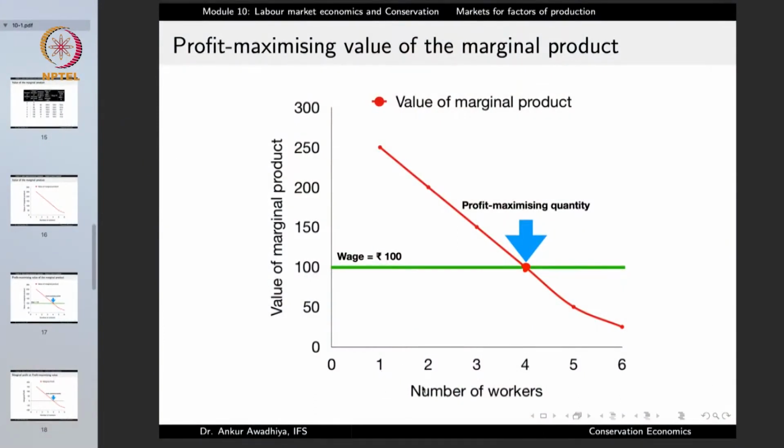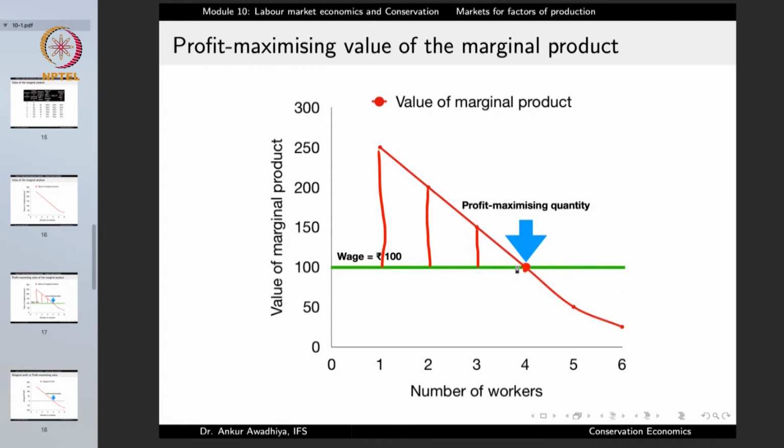Now, when the number of workers increases from 1 to 2, the second worker that the company hires will produce a good that is worth 200 rupees, less than what the first labor was producing. So the first labor was producing a good of 250 rupees. The second labor is producing a good of 200 rupees. So totally the good that is being produced is now 450 rupees worth. But to make this extra good of 200 rupees, the company has to pay 100 rupees. So this difference is the profit of the firm. So for the first worker, the profit to the firm is this much. For the second worker, the profit to the firm is this much. For the third worker, he makes the good worth 150 rupees and the company has to pay 100 rupees. So the profit to the firm is only this much.